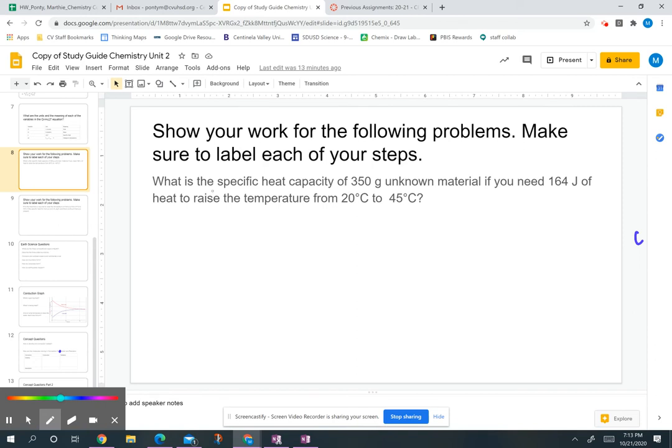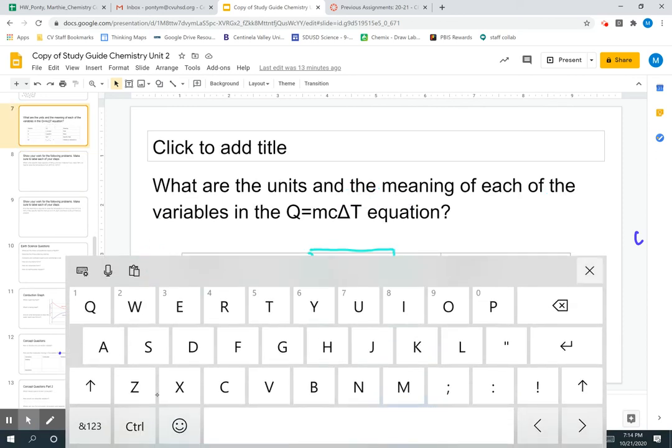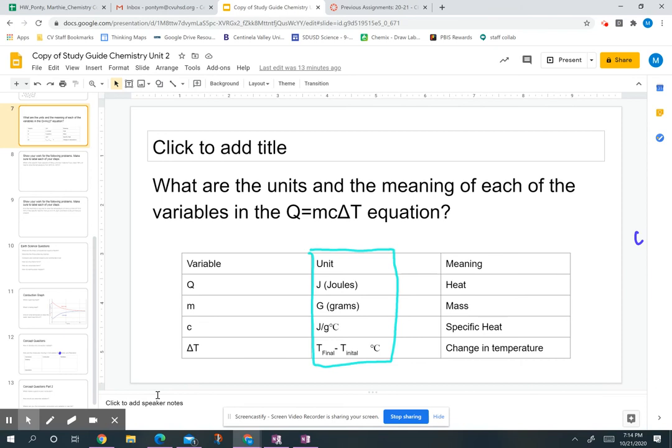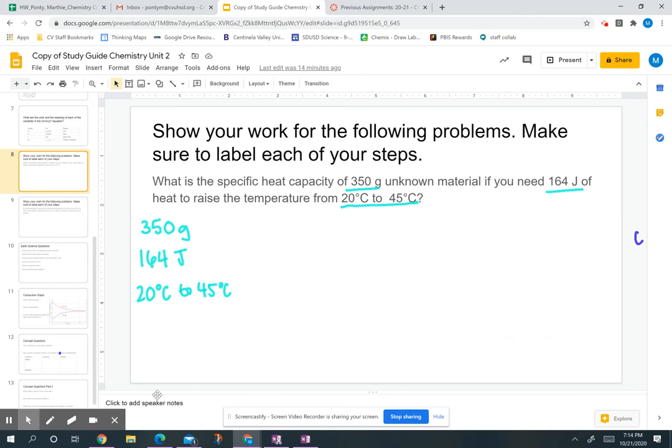So first thing, we read our problem, and it's asking us what is the specific heat capacity of 350 grams of unknown material if you need 164 joules of heat to raise the temperature from 20 to 45 degrees Celsius, right? So what we're going to do is list what we have. So we have 350 grams. We have 164 joules. And then we have our 20 degrees Celsius to 45 degrees Celsius, right? And if we look at our previous slide, we can determine, looking at our units, that we have joules and grams and all of that there. We're going to look at those units and compare them to what we have on this slide, and we're going to write these things down.